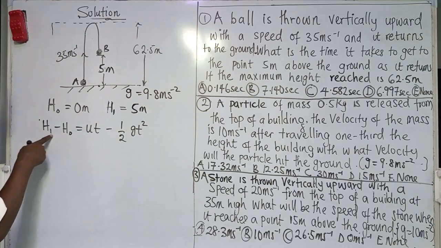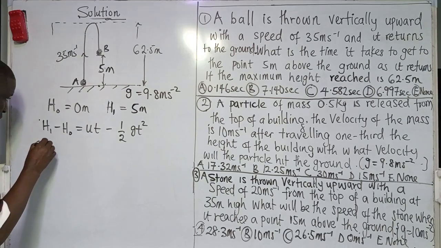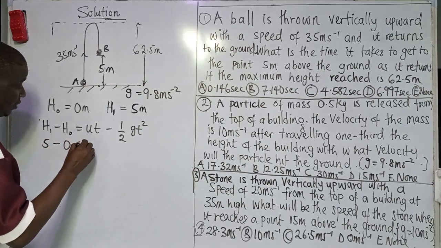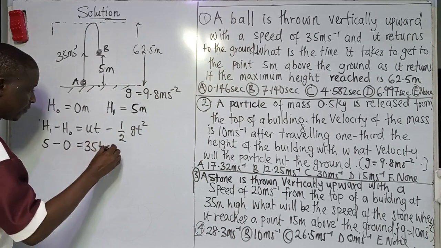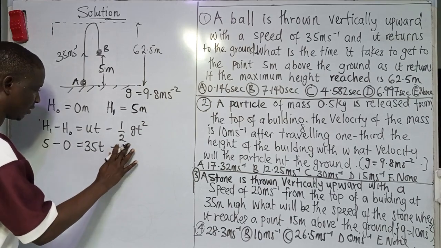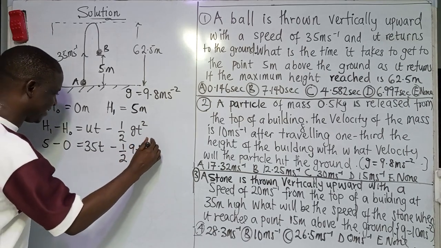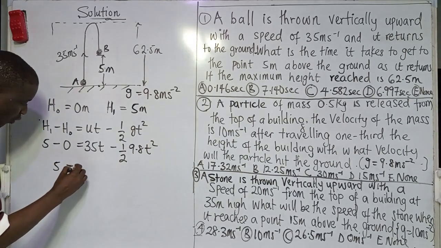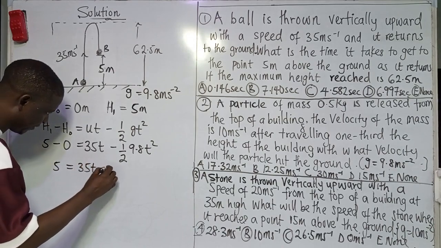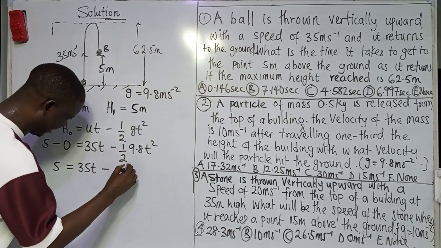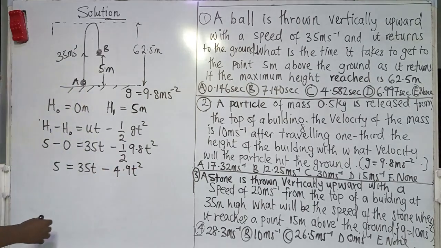Now, this is the displacement. So we're going to have H final, which is 5, minus H initial, equal to 35 times T minus half GT squared, where G is 9.8. This will give us 5 equals 35T minus 4.9 T squared.